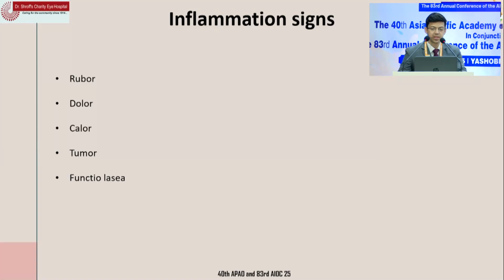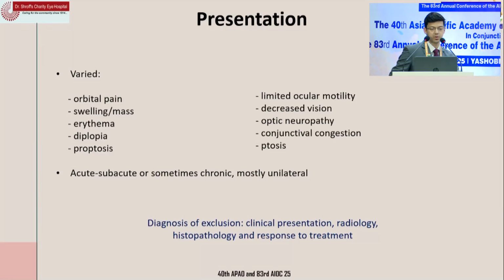These are the 5 signs of inflammation that all of us have studied. Keeping this in mind, the presenting features of IOID can be varied, ranging from orbital pain to a mass, diplopia, proptosis, limitation of motility. Then, if the posterior orbit is affected, decrease in vision, neuropathy. Inflammation can be acute or subacute, but it is also important to remember that inflammation can also be chronic.